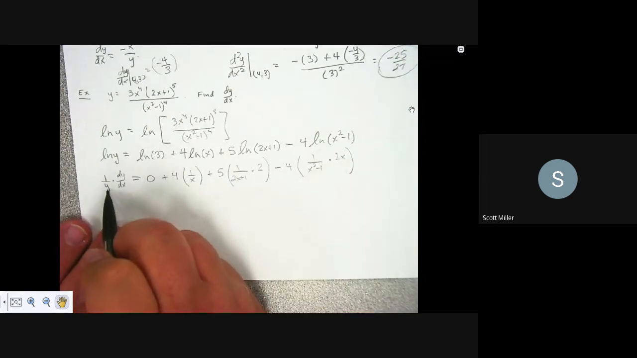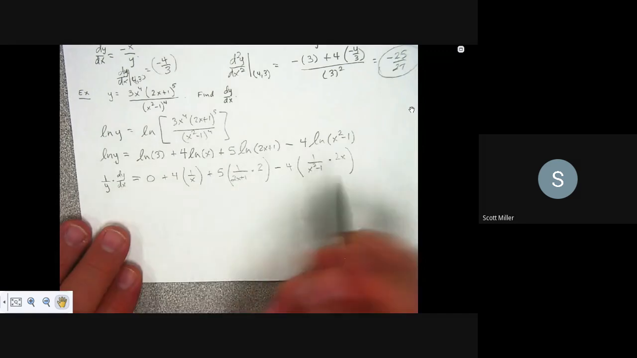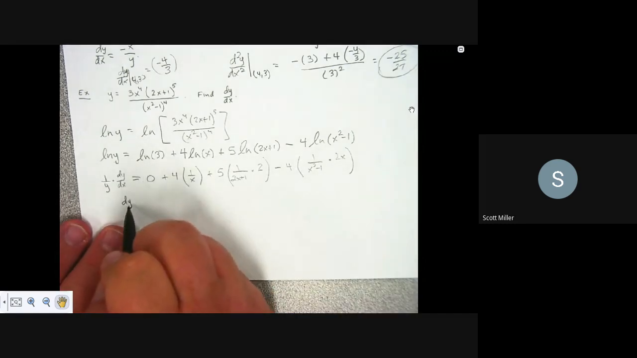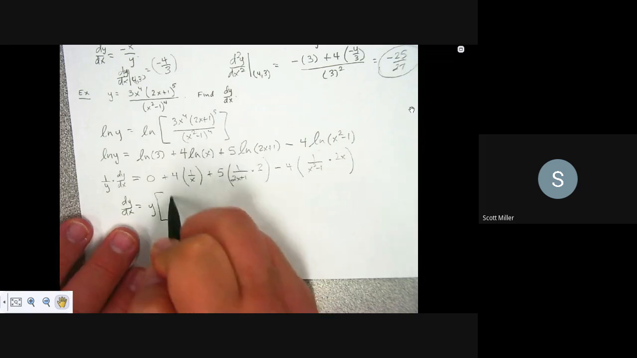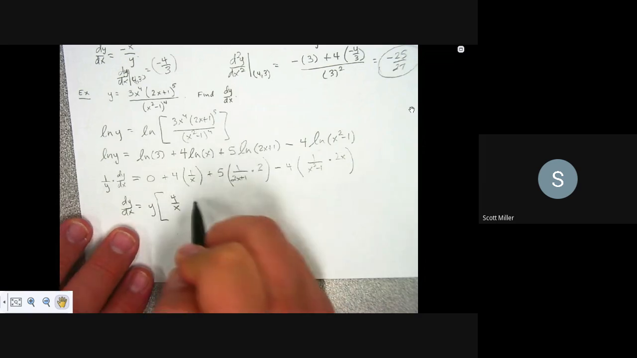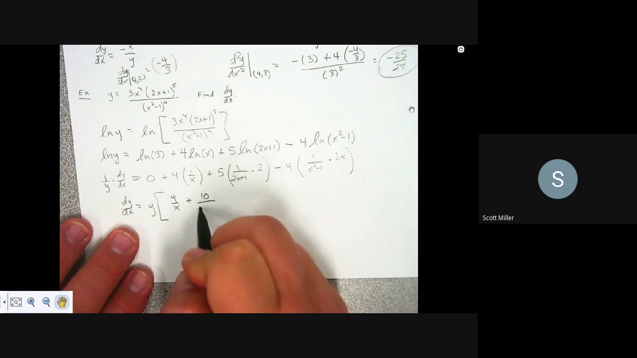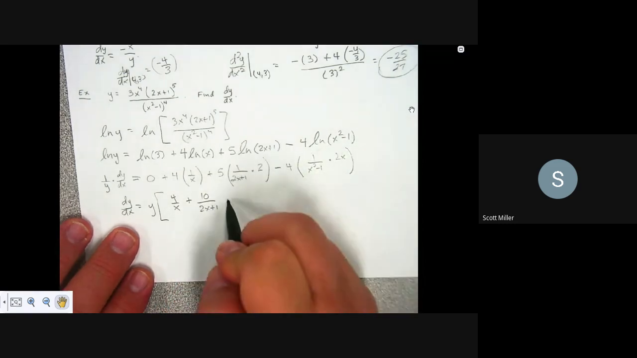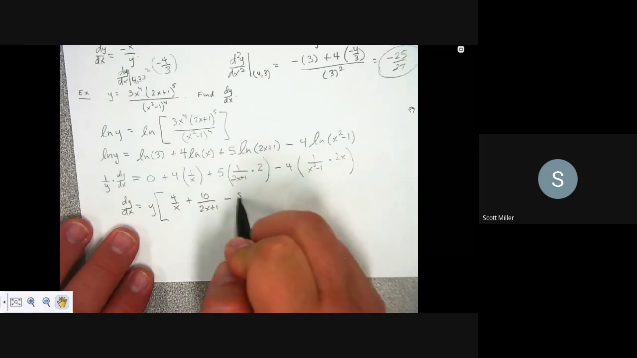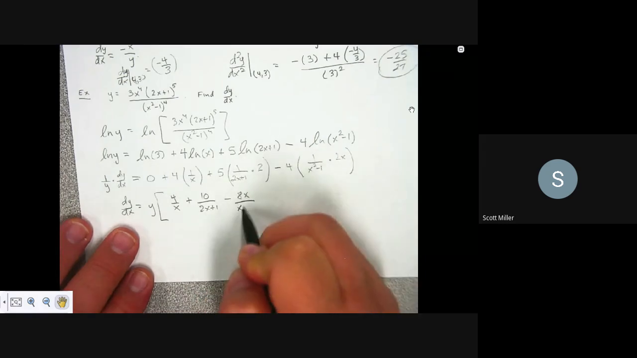So there's a y on the bottom here, so I have to multiply both sides by y. So I'm going to get dy dx equals y times 4 over x. This whole here is going to be what? Plus 10 over 2x plus 1. All this right here comes together as minus 8x over x squared minus 1.